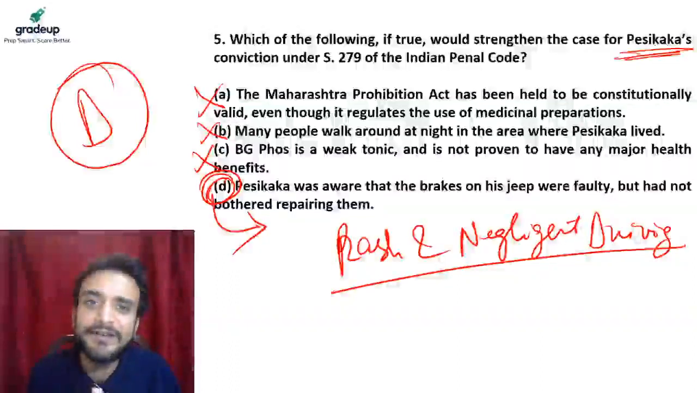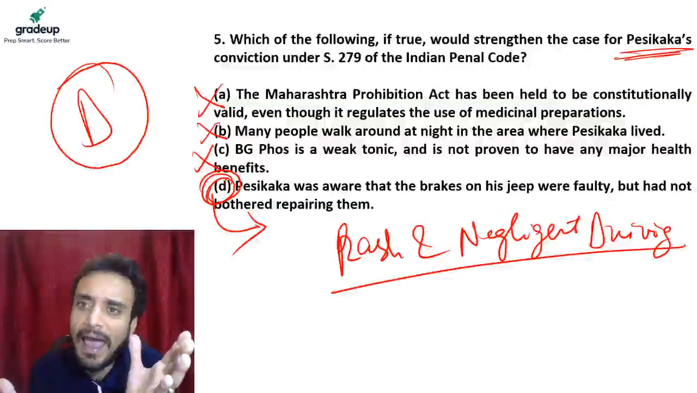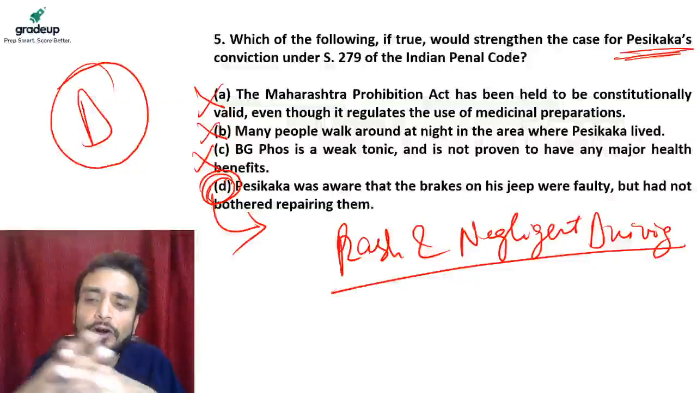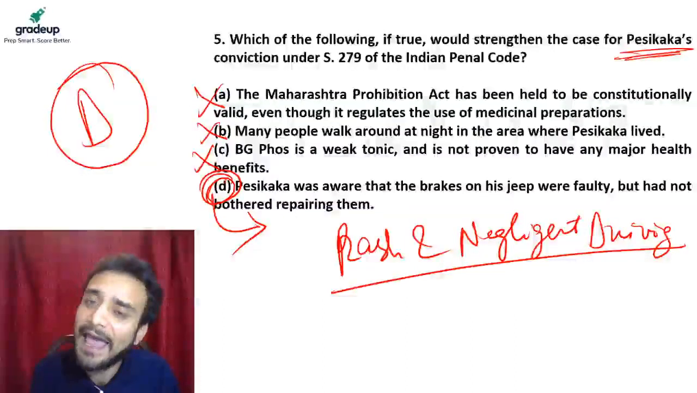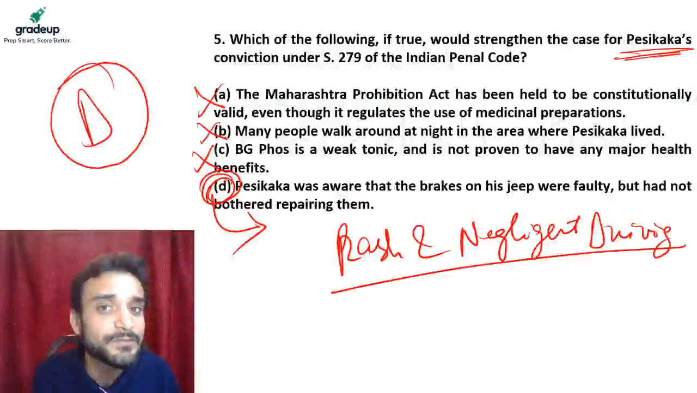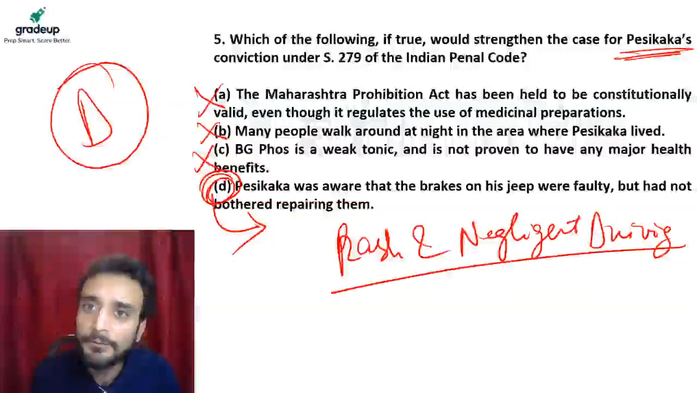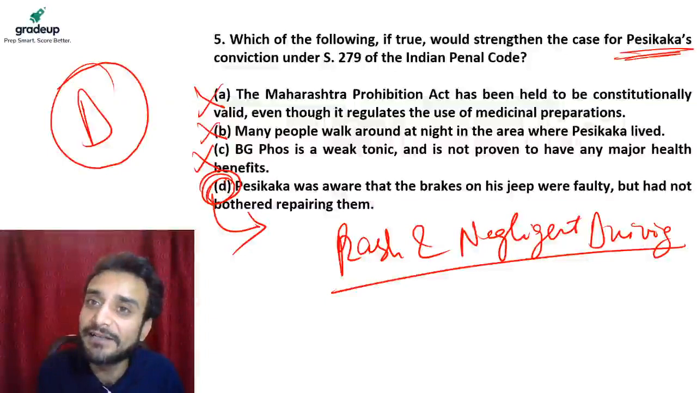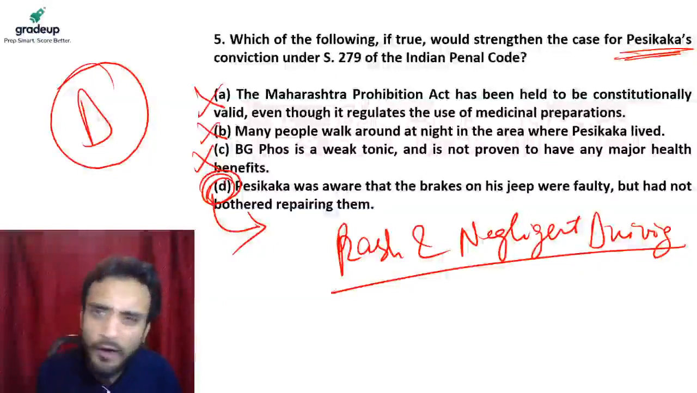C is also irrelevant. Whether BG4, that medical drug, has a major health benefit or not, it doesn't matter. For someone, alcohol is good for health. For someone, it is bad for health. Suppose a person drinks alcohol because it is good for his health, but he meets with an accident. Will he be saying tomorrow that just because alcohol is good for my health, I have a right to drink alcohol and drive? Of course not.